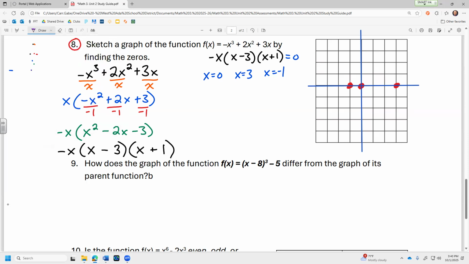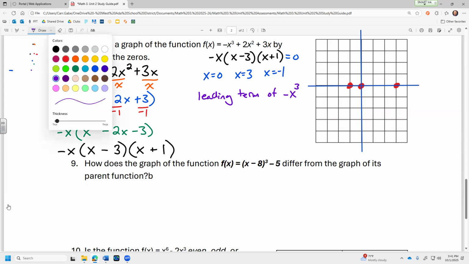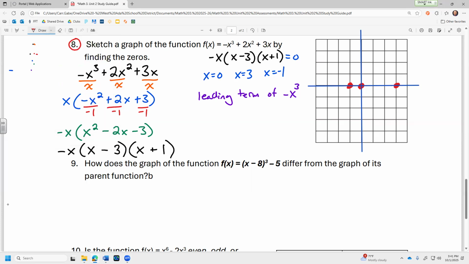The next thing we're going to look at is our leading term of negative x cubed. And what that's telling us is that since it's negative, our end behavior is going to be going down as x approaches infinity. So on the far right-hand side, our graph is going down towards negative infinity in the y values. It's x cubed, so it's going to be an odd function. So if it's going down on the right-hand side, it's going to have to be going up on the left-hand side.